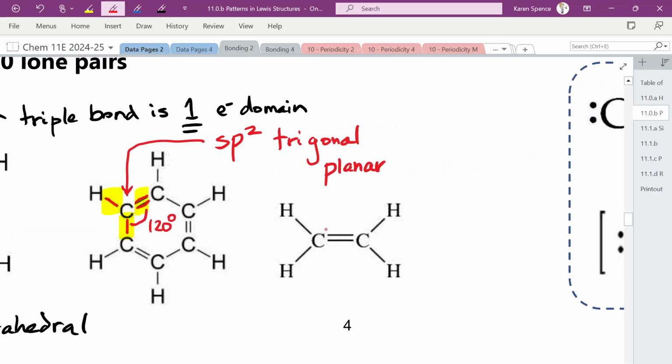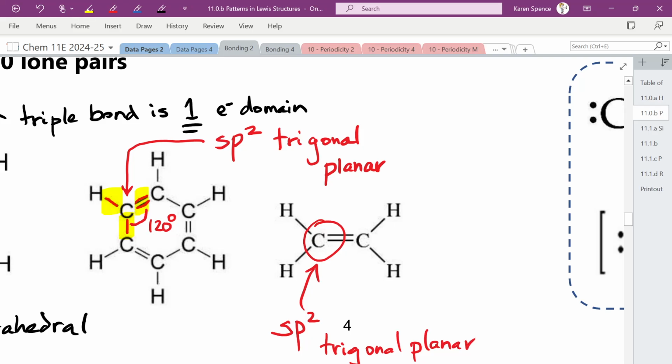How about this carbon here? What is the hybridization and shape of this carbon? sp2. And the shape is trigonal planar. Yes.